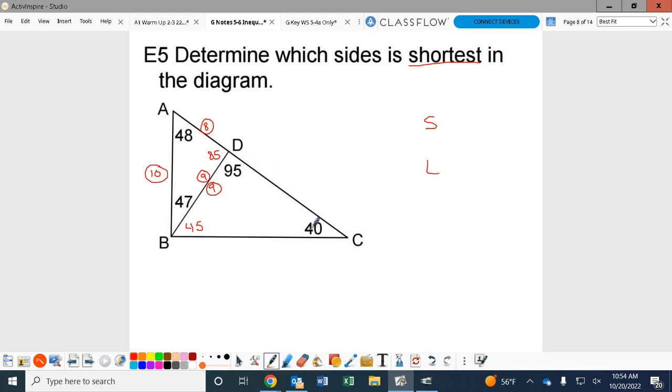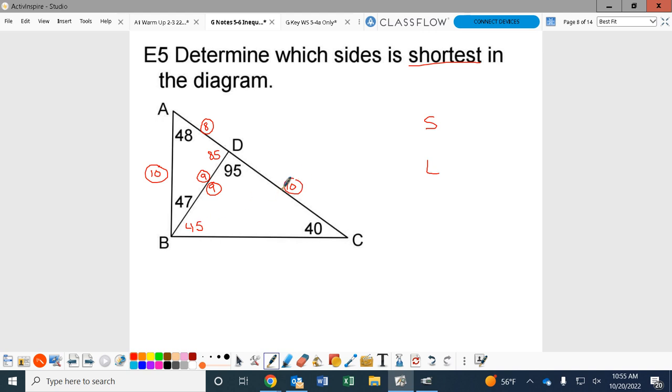Is that the biggest, medium, or smallest one out of these 3 angles? Look, 95, 40, and 45. Which one is it? It's going to be the smallest one. So we're going to have to get bigger to go to the medium. What is 1 more than 9? 10. I'm going to put that across from my 45.